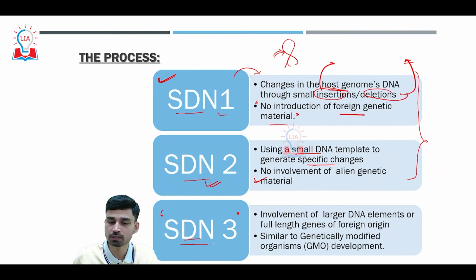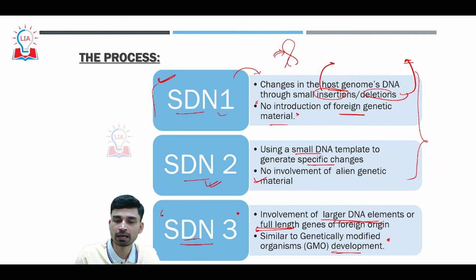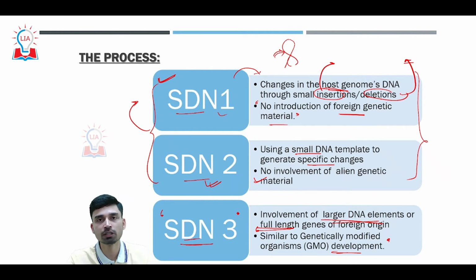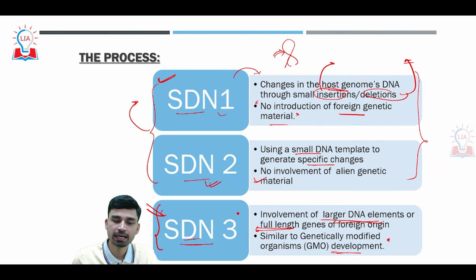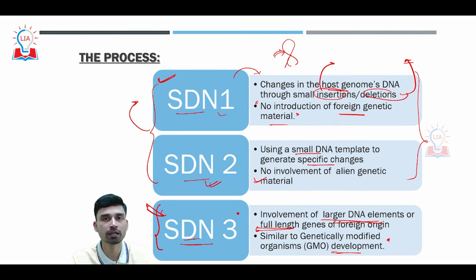Now the third process is called SDN3, and here we have involvement of much larger DNA elements as compared to SDN1 and 2, and many times even full length genes of foreign origin are introduced into the DNA structure, and it is very similar to genetically modified organism development. So SDN1 and SDN2 are relatively much less regulated, because their threat to the environment is relatively lesser. However, SDN3 is regulated in the same way as genetic modification is regulated in different countries of the world, because the risk it poses to the environment as well as other organisms is relatively higher.